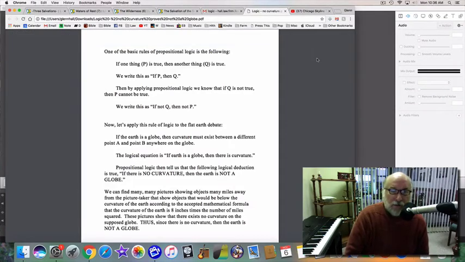Hello, everyone. The reason that I believe in flat Earth is because of simple logic, and I want to explain this to you today. There's a basic rule of propositional logic that goes as follows. It starts with this propositional statement. If one thing, say P, is true, then another thing, call it Q, is true. And we write this as if P, then Q.